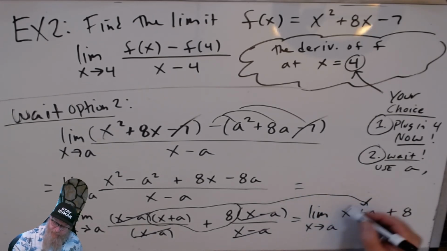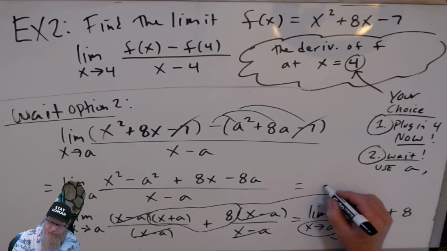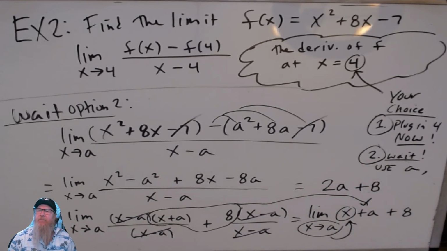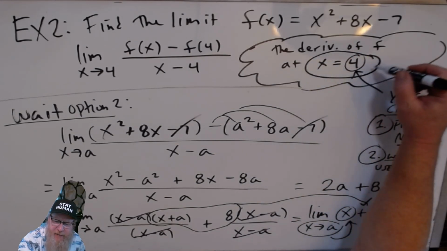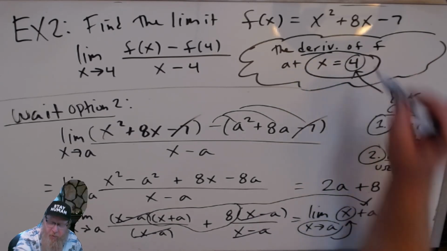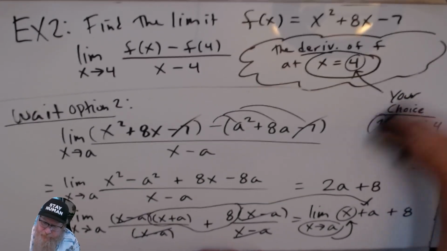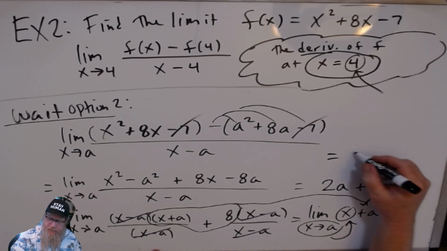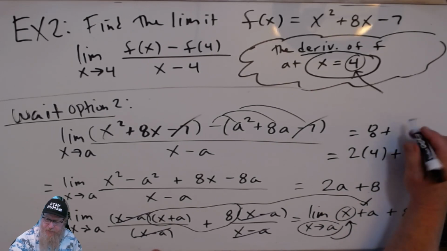So then you would do the limit. So remember, the limit is just replacing x with a. So you're going to get 2a plus 8. And then the derivative is the derivative of the function at 4. So a is 4. So 2 times 4 plus 8 is 8 plus 8, which is 16.